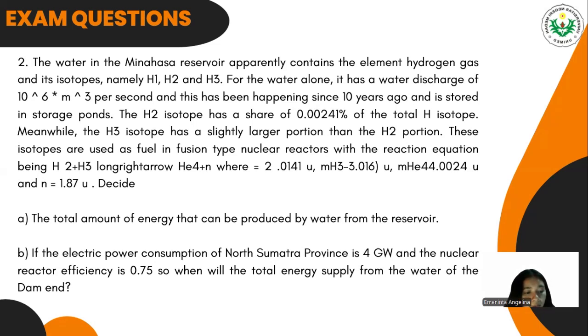if the electric power consumption of North Sumatra province is 4 gigawatt and the nuclear reaction efficiency is 0.75, so when will the total energy supply from the water of the dam end?